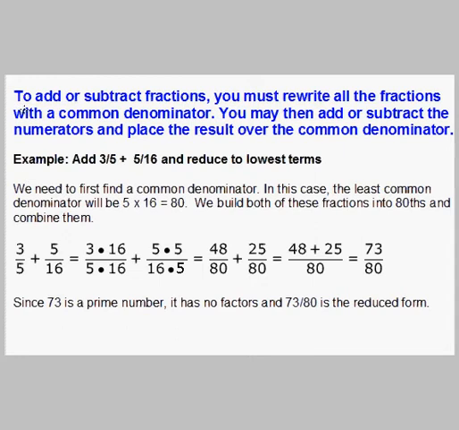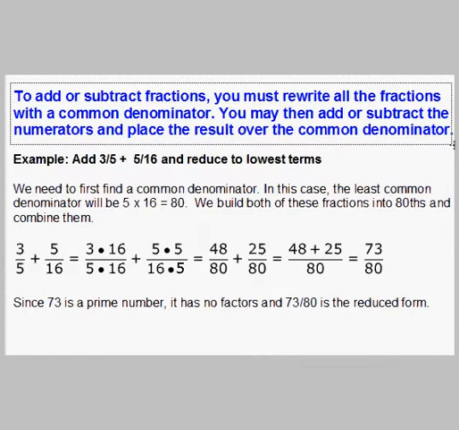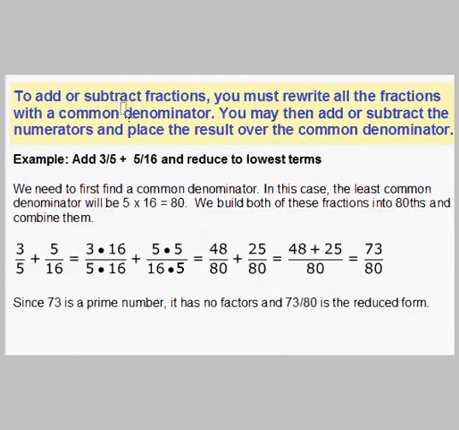To add or subtract fractions, you must rewrite all fractions with a common denominator. That's important because the denominator tells you the piece size, and you can't add the pieces unless they're the same size. You may then add or subtract the numerators and place the result over the common denominator. Let's look at an example. Add 3/5 plus 5/16 and reduce to lowest terms.